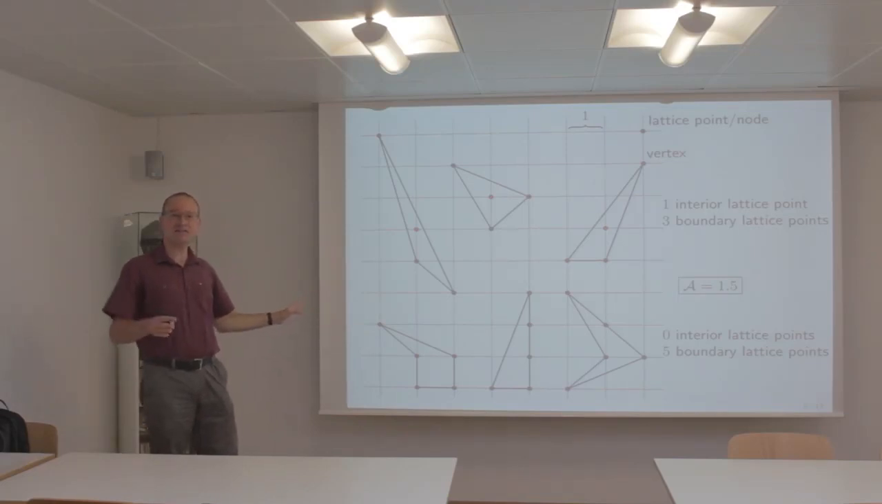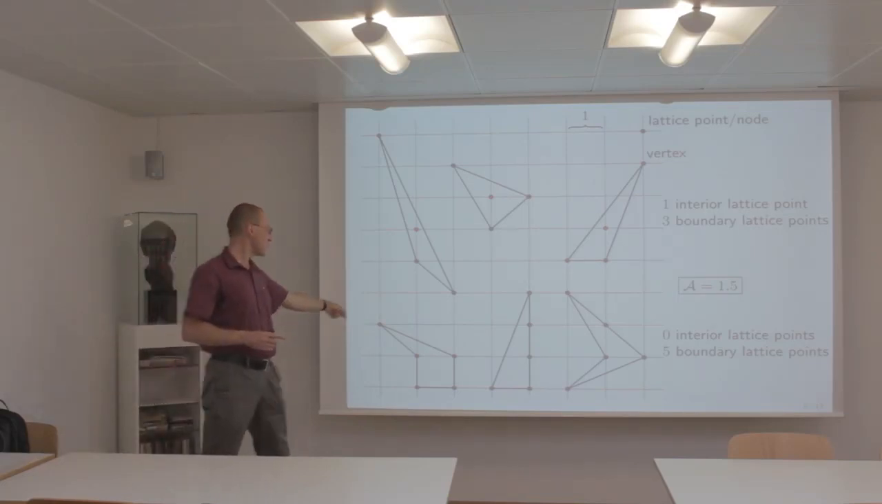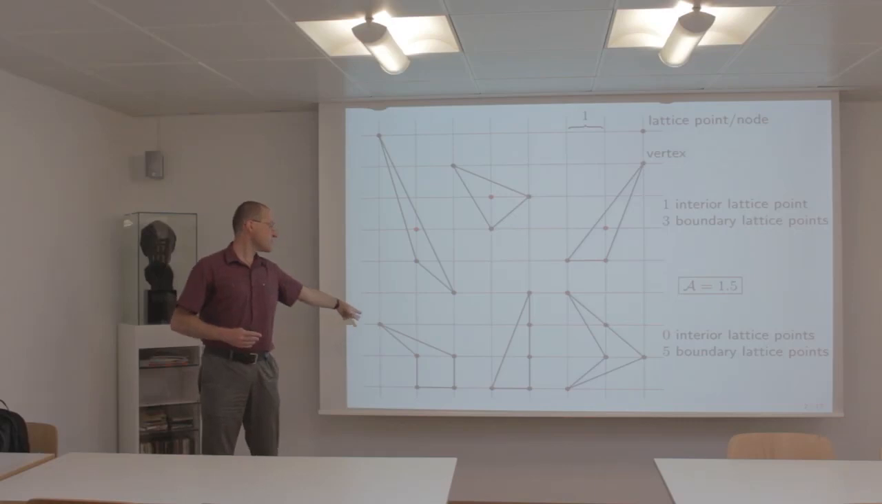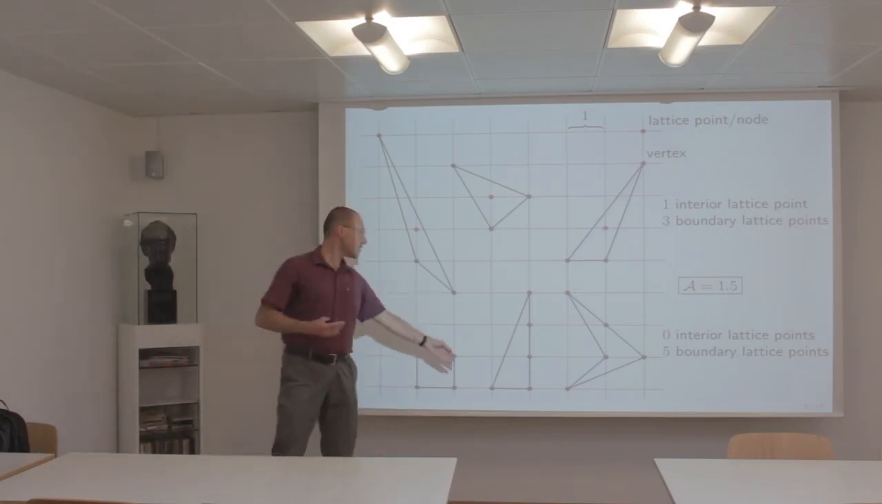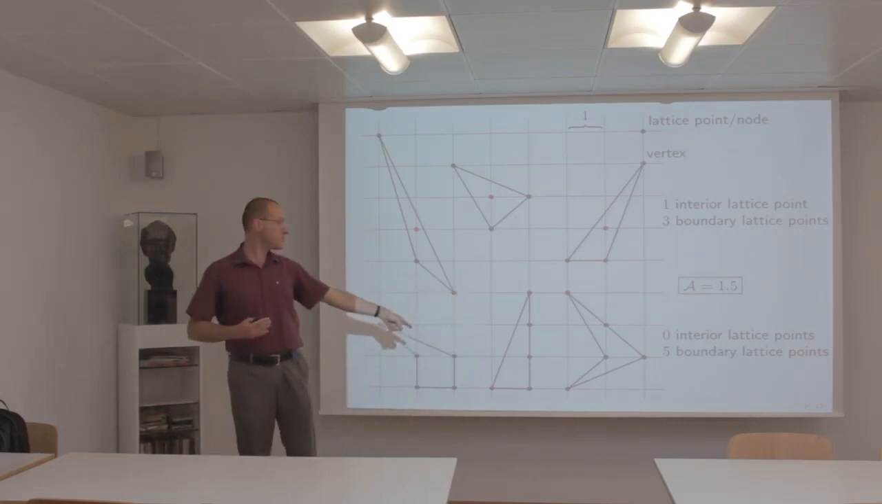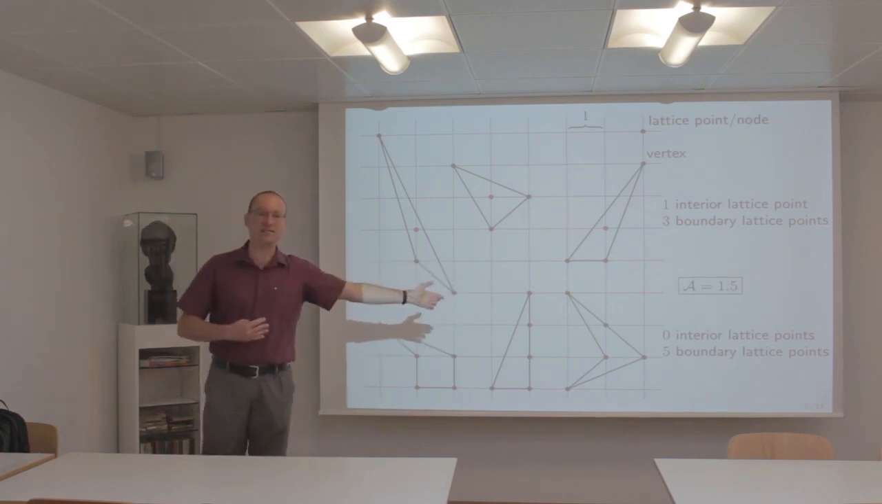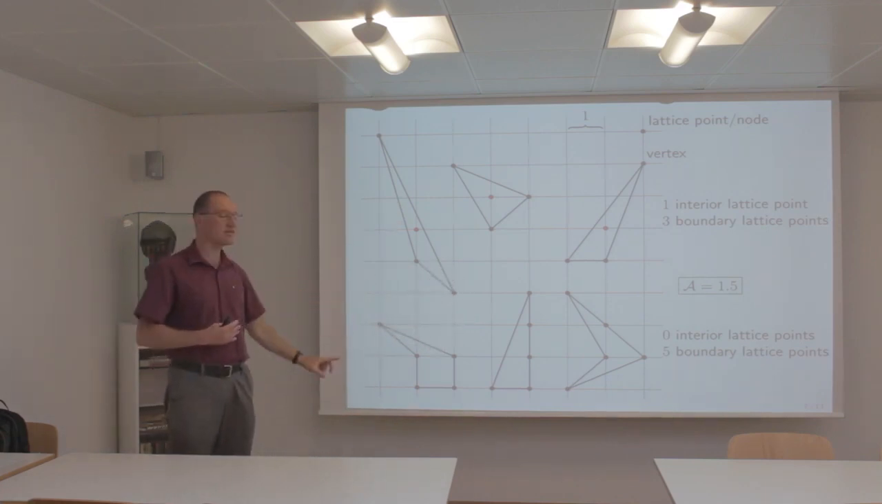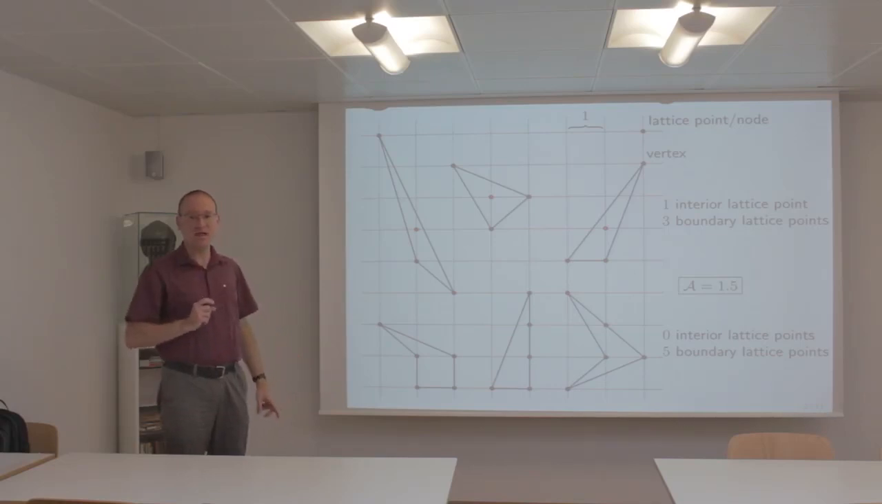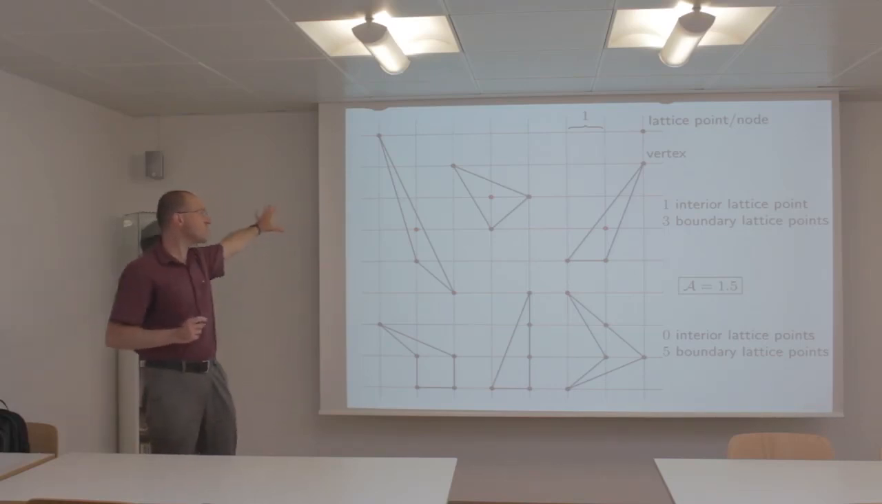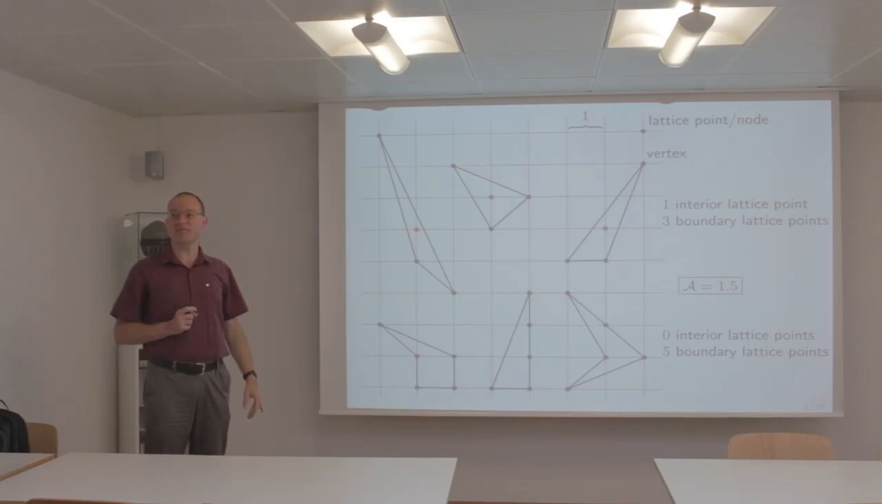The 5 boundary lattice points are placed in a different way. Here you have the 5 boundary points are the 5 vertices. Here you have a triangle with 2 extra boundary points. There you have a quadrilateral with 1 extra boundary point on one of the sides. But they all have exactly 5 boundary points, yes? Will they have the same area? And they all have the same area. All 6 of these have area 1.5.